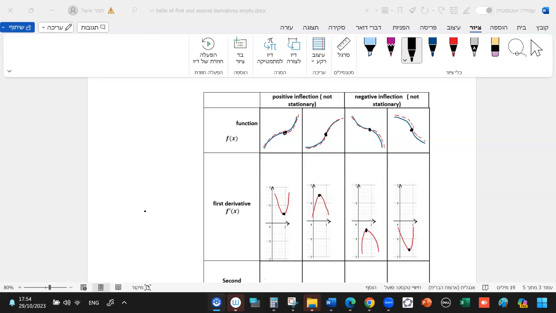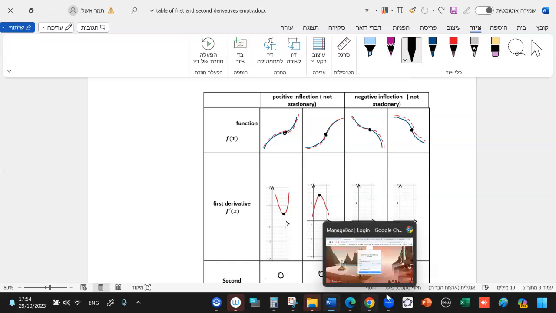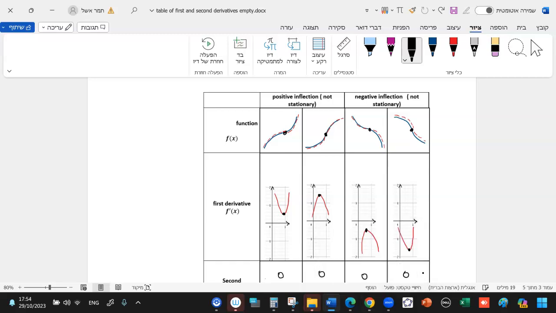The second derivative in all these cases, in all these inflection points, is 0, since these are minimum or maximum of the first derivative. So the second derivative will be 0 for all inflection points. When we look for inflection points, we will look for the values where second derivative equals 0.